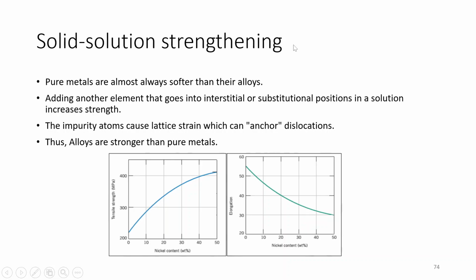In the case of solid solution strengthening, pure metals are almost always softer than their alloys. Adding another element that goes into interstitial or substitutional positions in a solution increases strength, and the impurity atom causes lattice strain which can anchor dislocations. Thus alloys are always stronger than pure metals.